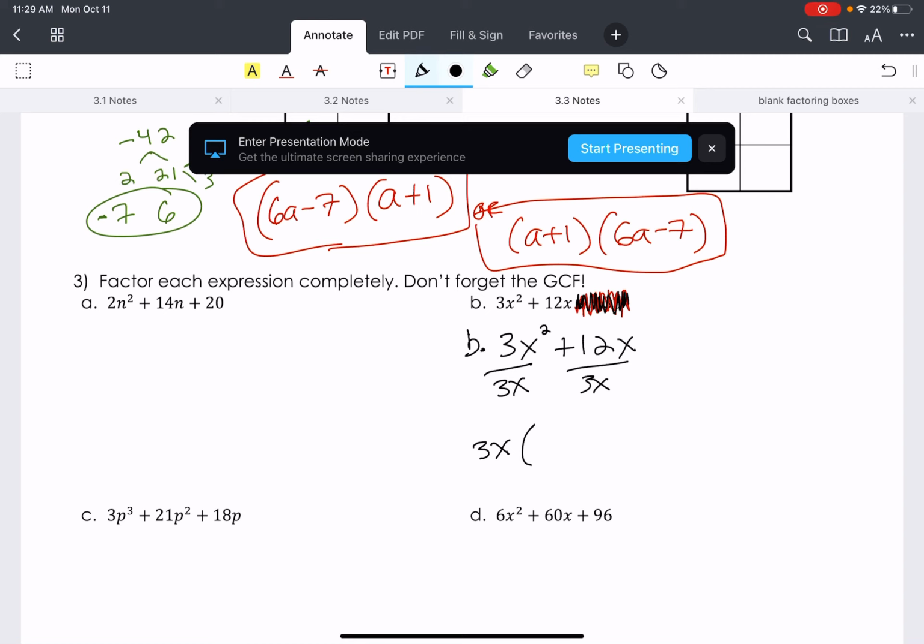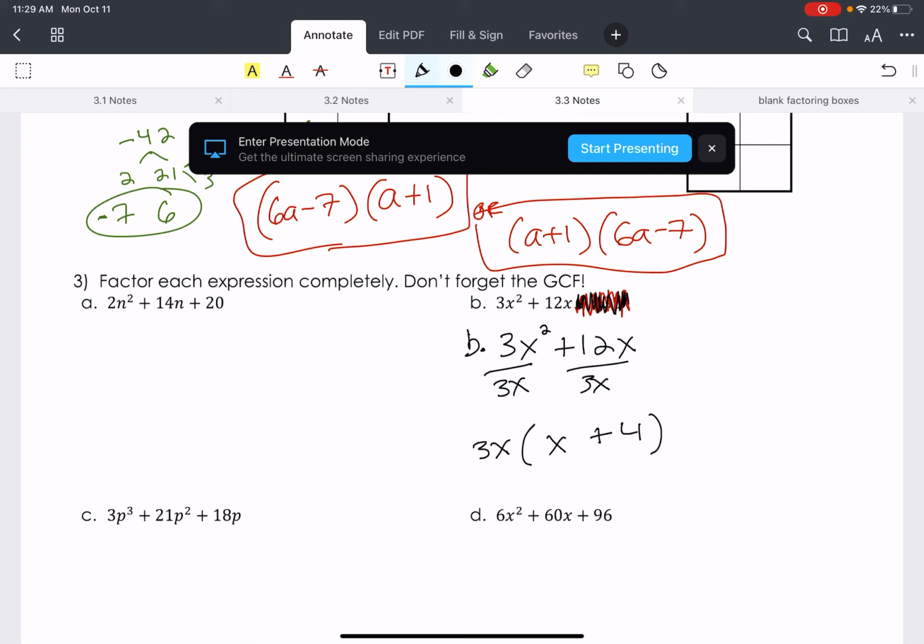Okay, what am I left with on the first term? X squared. Just x, because one of the x's goes away. And what am I left with on the second term? 4x. So it's 4. Just 4. Does that make sense? That's it? And that's it. Good, Michael.